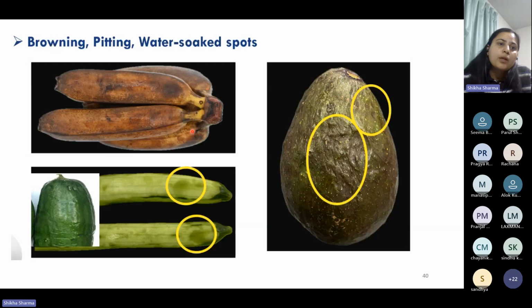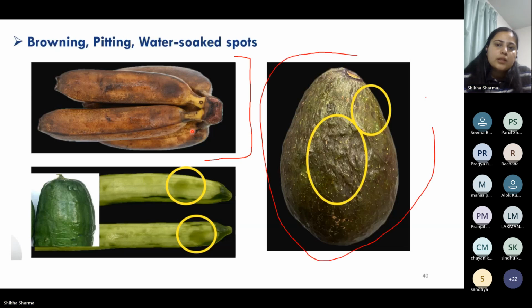In this diagram, you can see that in the banana, because of chilling injury, we can see browning. In the second diagram, this is avocado. In avocado, we can see pitting. These are the locations where we can see pitting because of the chilling injury. And third is the cucumber.